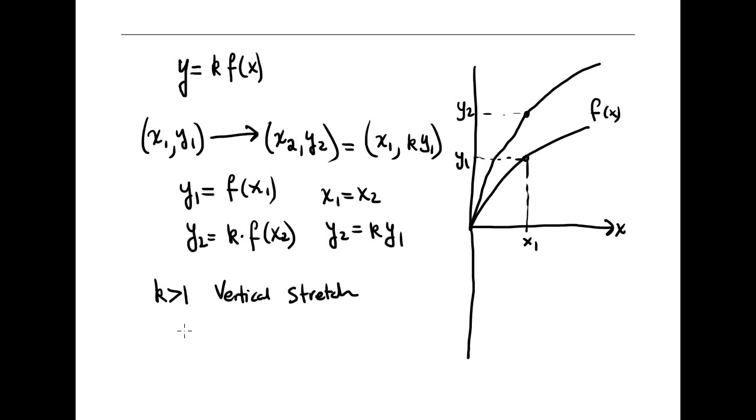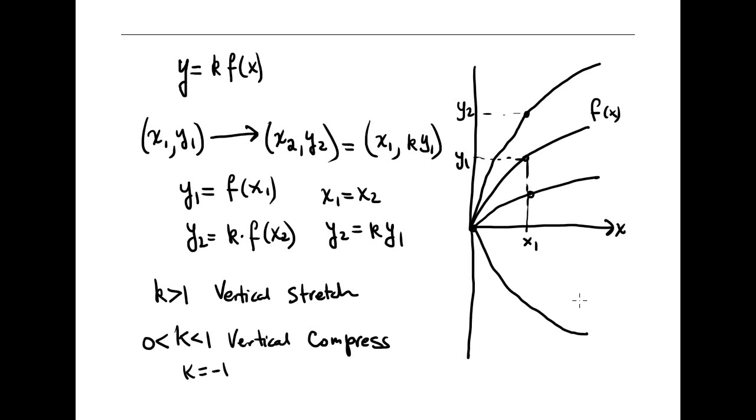When k is less than 1, so in between 0 and 1, a fraction, the y is decreasing, and the effect is vertical compress. However, one special case is interesting, when k is -1. When k is -1, this is the original function but with a completely opposite sign. It is a reflection about the x-axis.